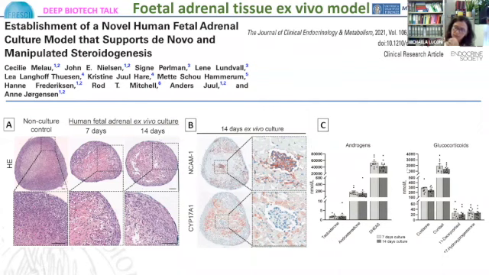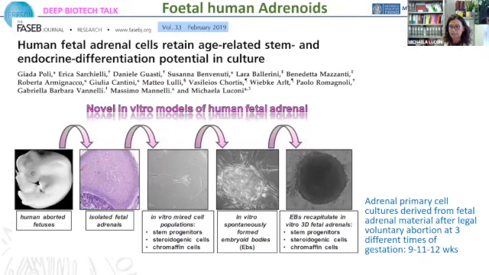During culturing, they only measure the activity of the cortical part. So they measure androgens and glucocorticoid secretion after culturing in vitro, but they say nothing about the medullary component. So we actually don't know if, during the culturing for some days, this structure really maintained both aspects of the adrenal.